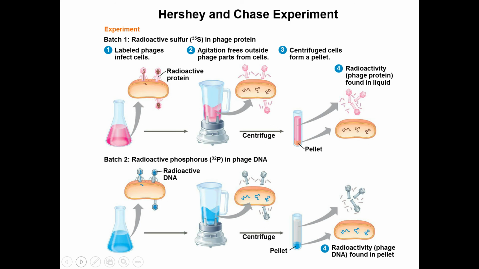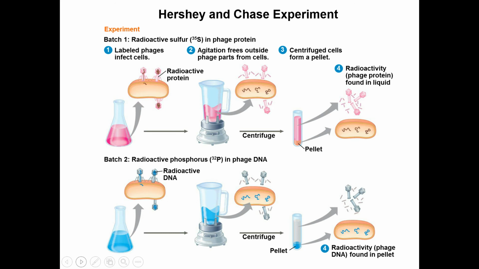They went on to allow these phages to infect bacterial cells, E. coli. And then they placed these samples in blenders, and the blenders function to basically detach the phage from the surface of the bacterial cell. Then they can look at just the phage and look at the bacterial cell.